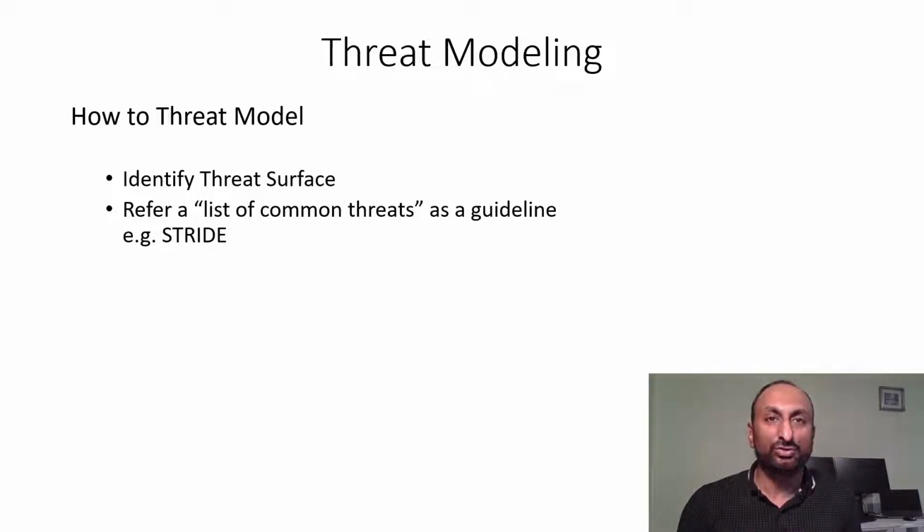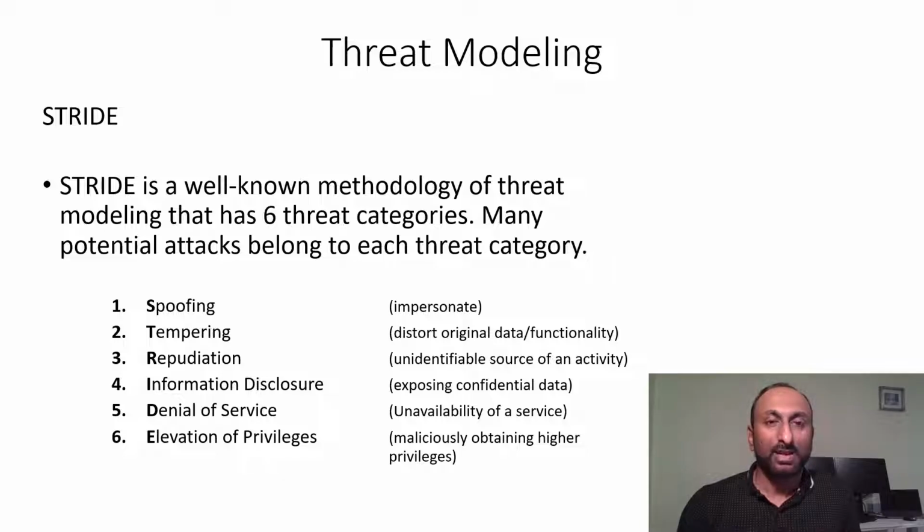STRIDE is one of those categorized threat lists. STRIDE has 6 threat categories. Spoofing includes all those flaws or weaknesses that a malicious actor can exploit in order to pretend to be someone that he is not. Tampering includes all those flaws that a malicious actor can exploit in order to distort original data or functionality.